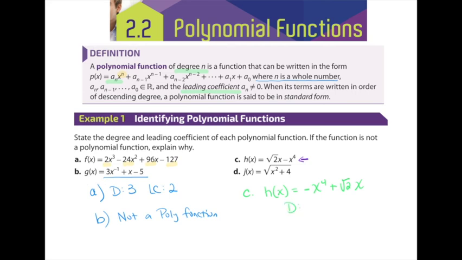The degree is going to be my highest exponent. What is the degree here? My leading coefficient is going to be the guy in front of that one. So it is what? -1.